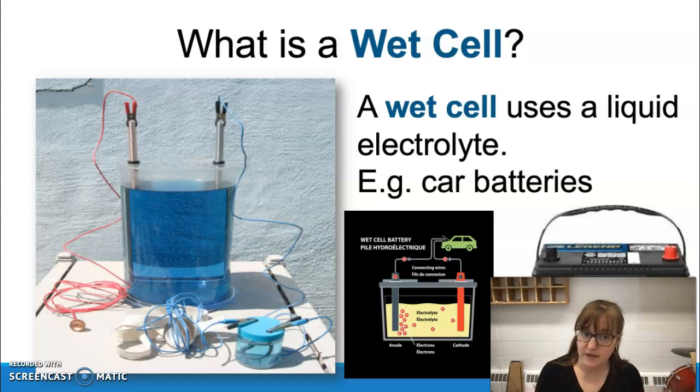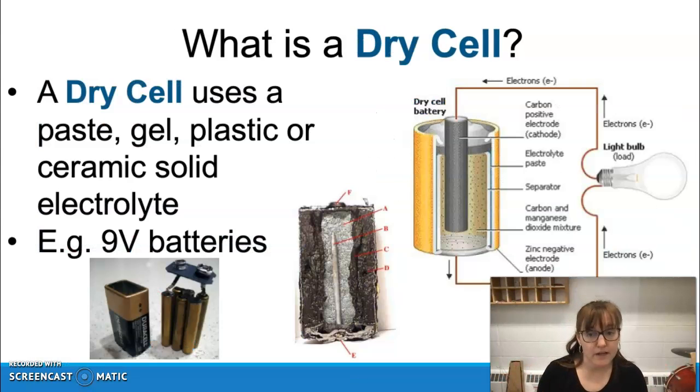We have wet cell batteries, and we have dry cell batteries. A wet cell battery uses a liquid as the electrolyte. It literally is wet. A dry cell battery, on the other hand, doesn't have a liquid in it. It's dry. It has a paste or a gel or ceramics. It can even have a solid in there as your electrolyte.